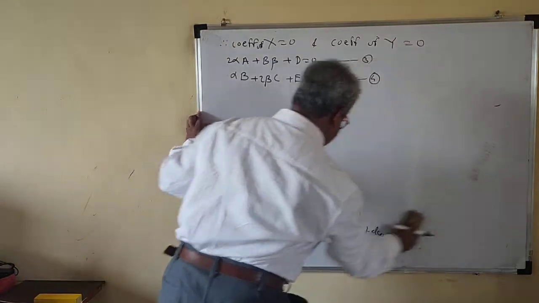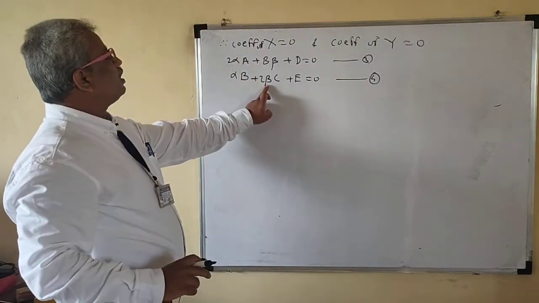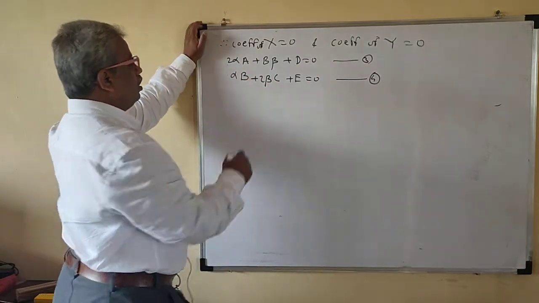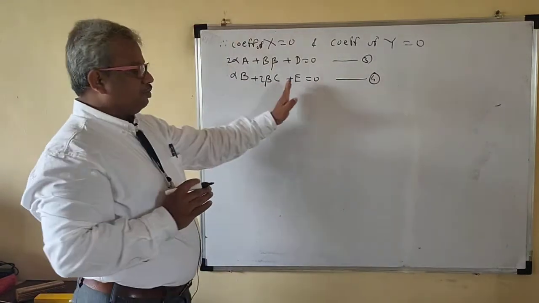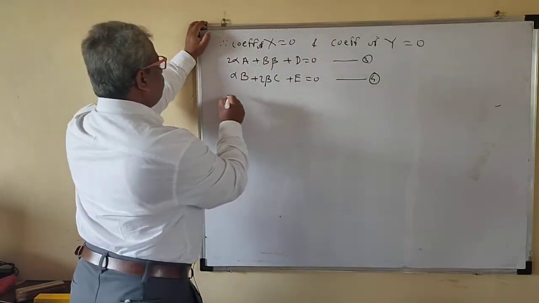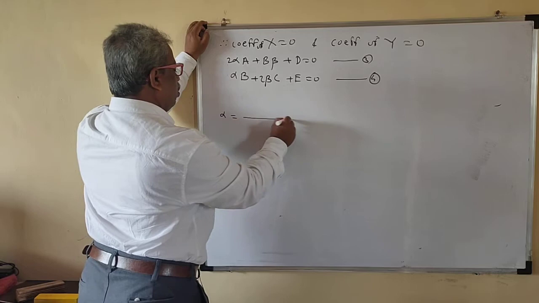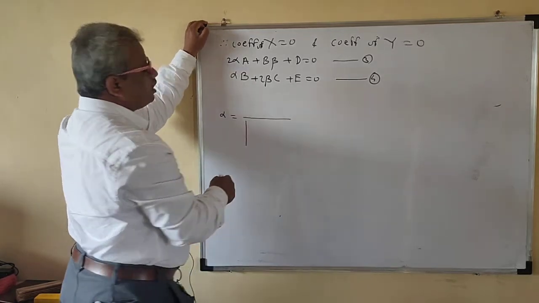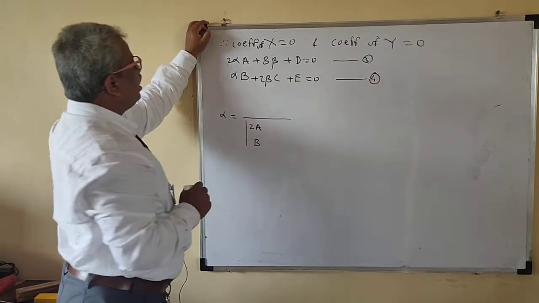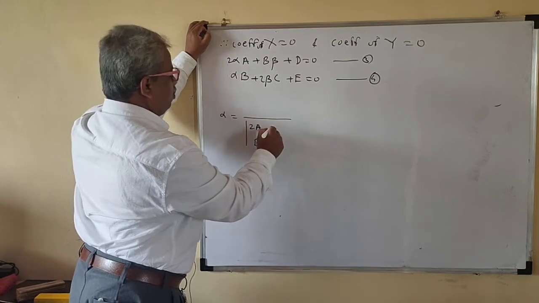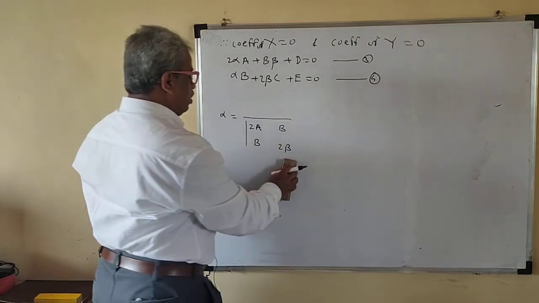Now we apply Cramer's rule and find the values of alpha and beta. We shift the constant term to the other side. Alpha is equal to the coefficient of alpha, twice a, and the coefficient of beta, which is b, twice b, not beta.